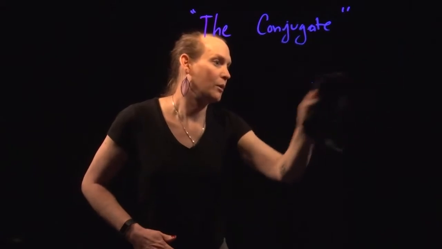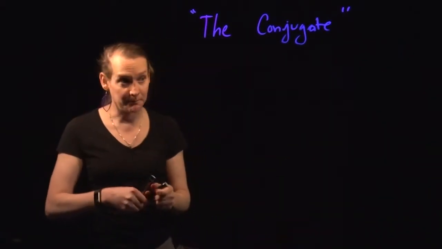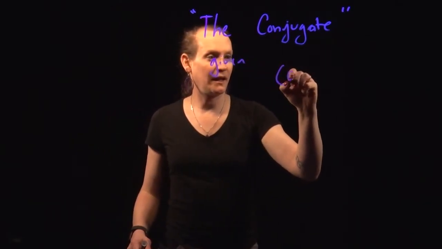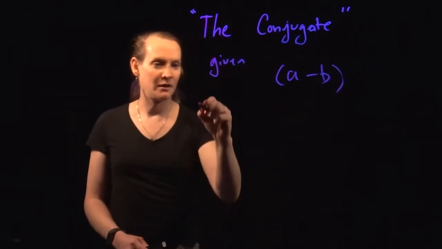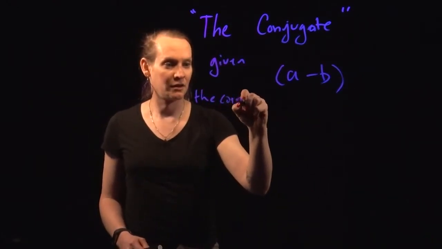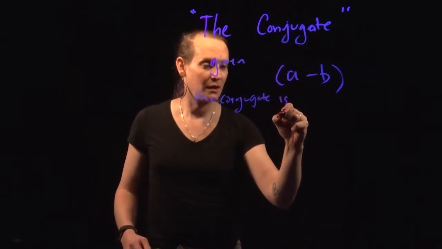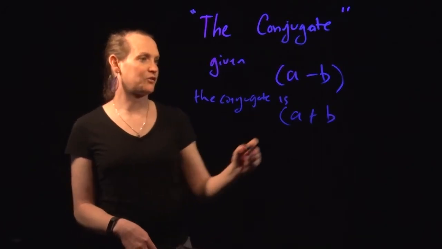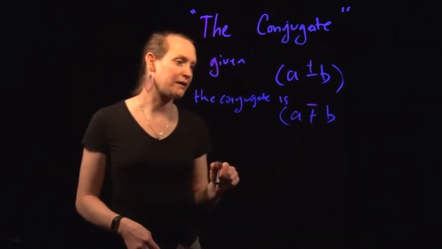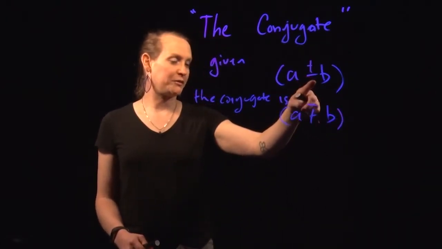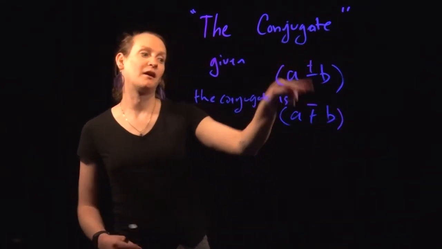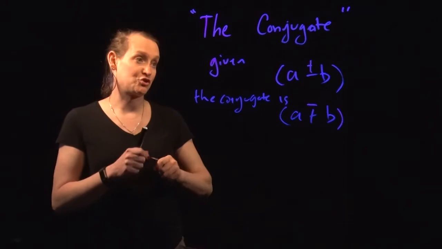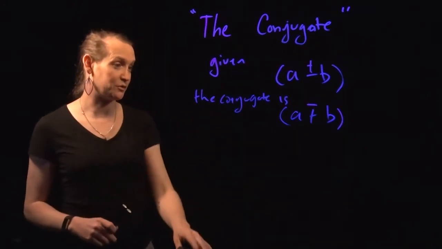Okay, so given a term that looks like A minus B, the conjugate is A plus B. And if I start with a plus, then it turns into a minus. So for A plus-or-minus B, the conjugate is A minus-or-plus B, which indicates that the sign is changing in the middle. That operation is turning from plus to minus or minus to plus when we do the conjugate.